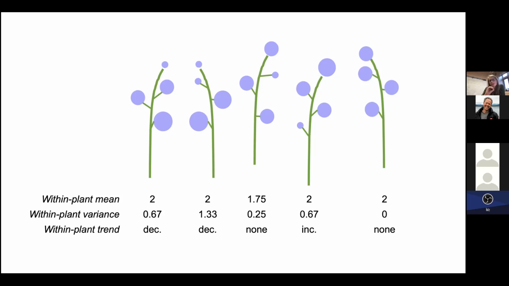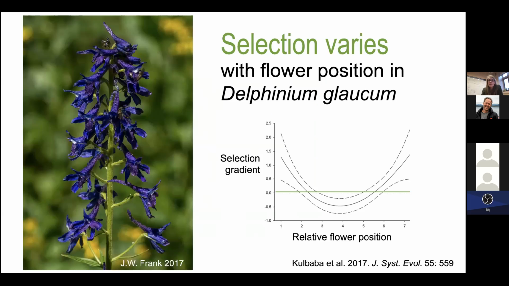Could within plant variation itself be a target of selection? Could it be a trait that affects a plant's fitness? There are a handful of studies where investigators have detected selection on within plant variation, even in the absence of selection on the plant mean value. My favorite of those is work by Mason Kolbaba and colleagues, who worked with Delphinium glaucum, the plant shown here.